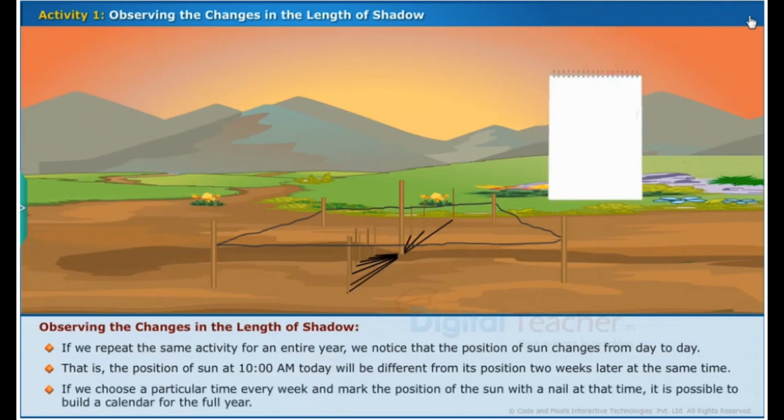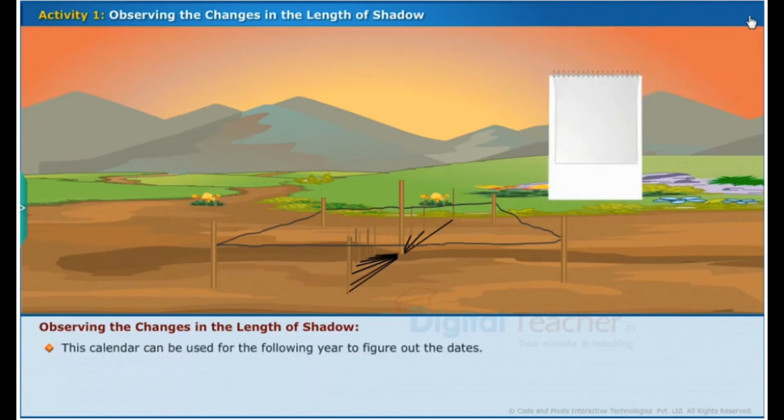If we choose a particular time every week and mark the position of the sun with a nail at that time, it is possible to build a calendar for the full year. This calendar can be used for the following year to figure out the dates.